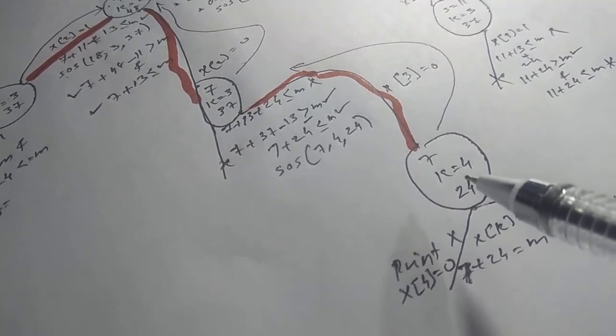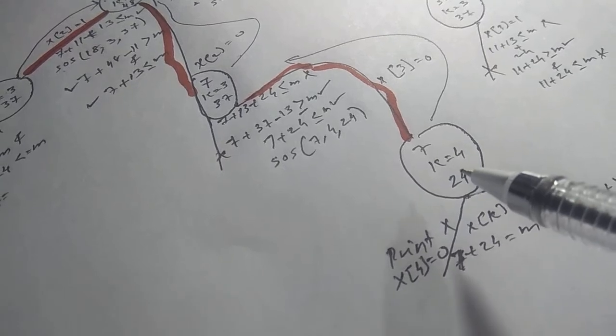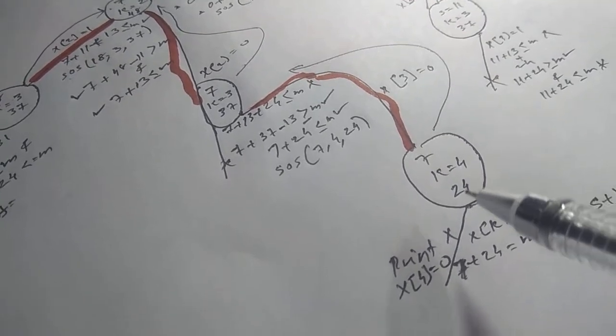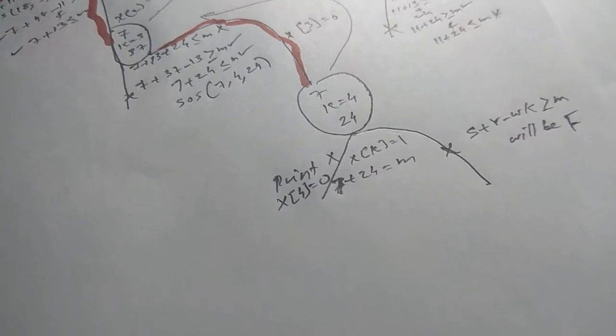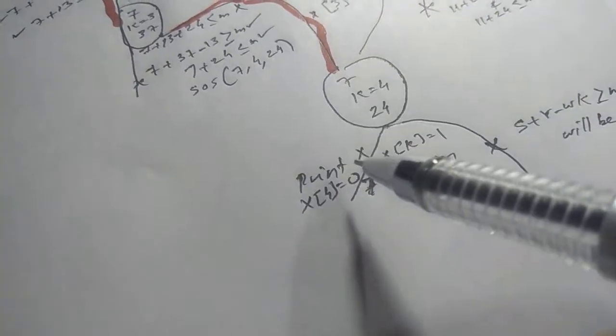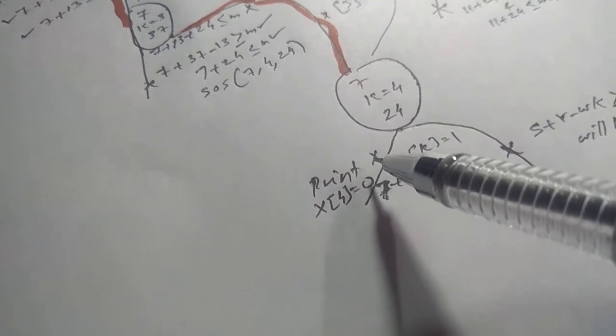Okay, then it has to check s plus wk is equal to m. K is 4, wk is 24. So 7 plus 24, it is our target sum 31. So it is printing x. Okay, it will print x.